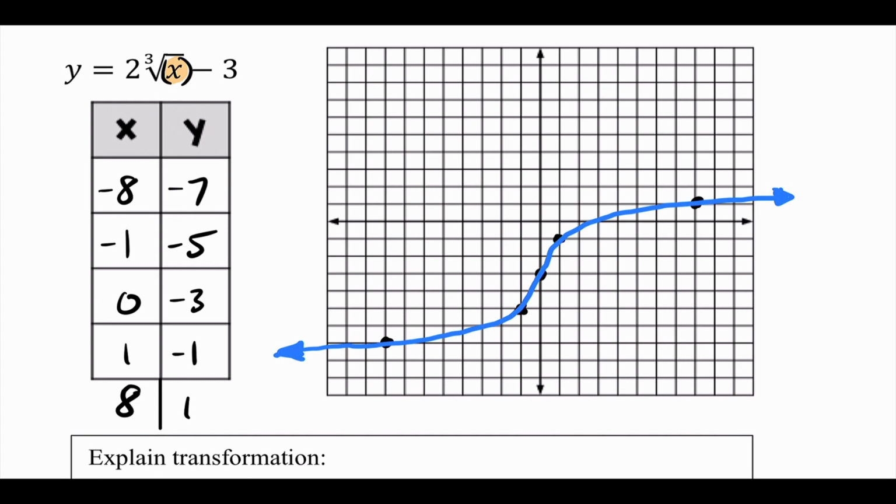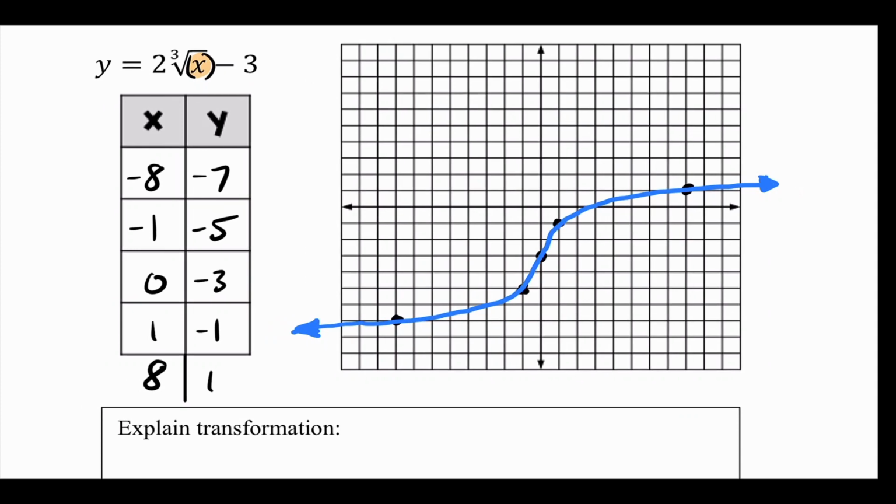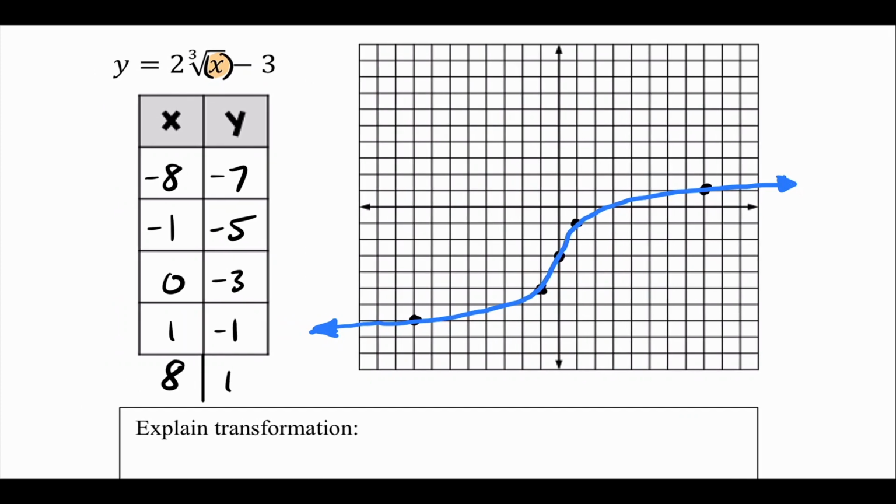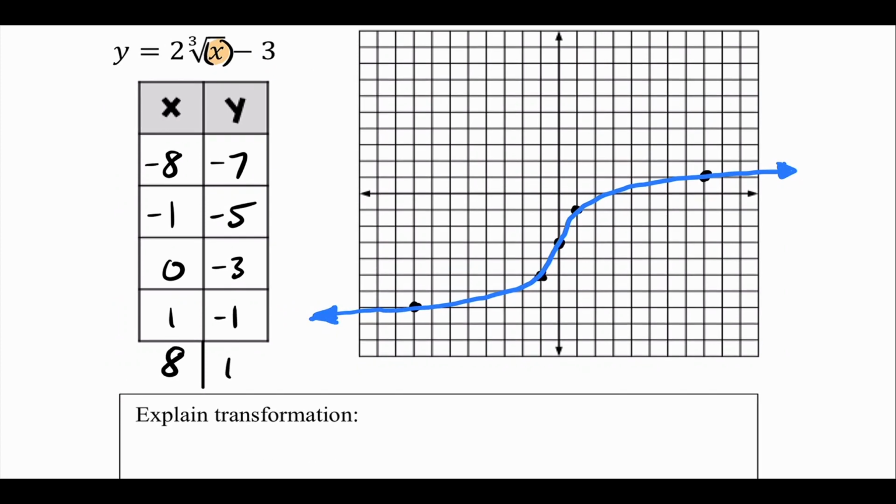All right. What's transformed or different about this kid than the parent? What's the obvious one? Shifted down. That's a shift. It's a shift down, right? Shifted down 3. -3. Shifted down 3 units.